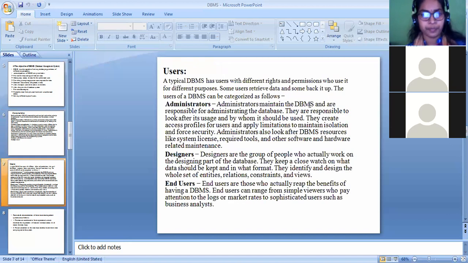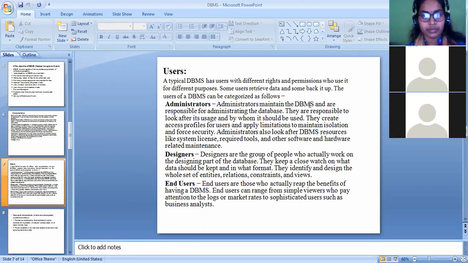Next is users. Typically in DBMS, database management system, there are mainly three types of users. What type of work they can do depends on the different rights and permissions to use the data. Administrator, designers and end users. Administrator maintains the DBMS and is responsible for administrating the database. They are responsible to look after its uses, by whom it should be used.